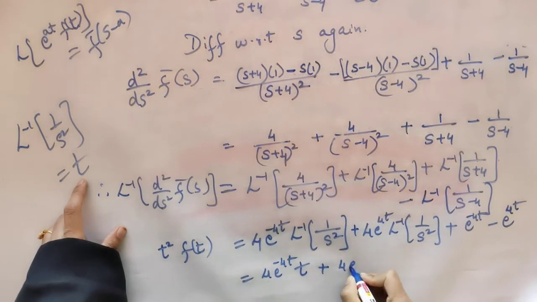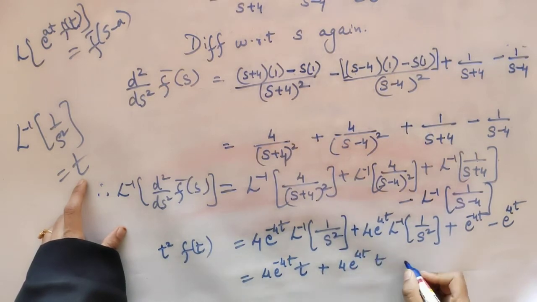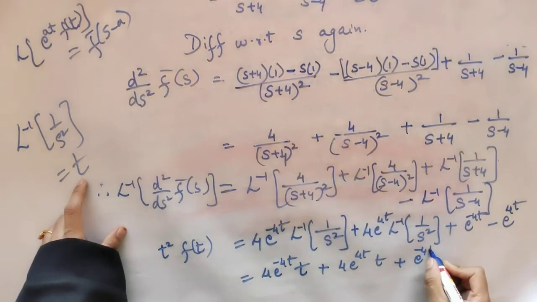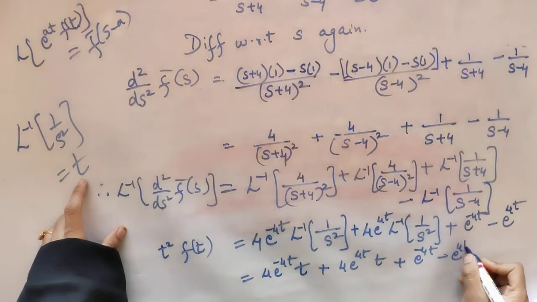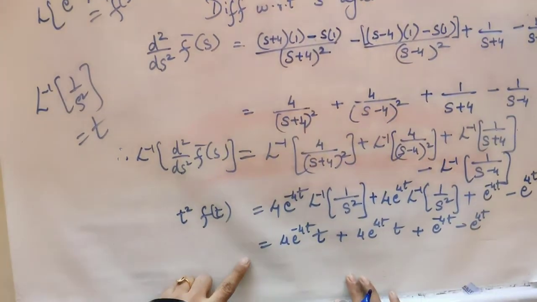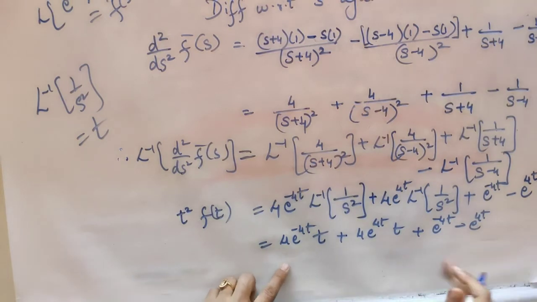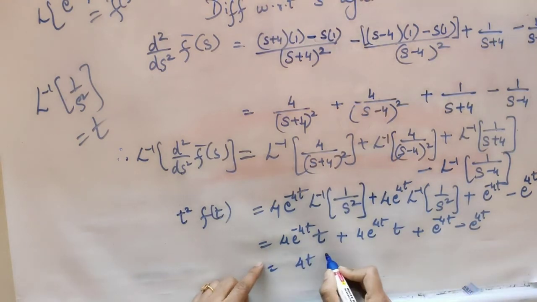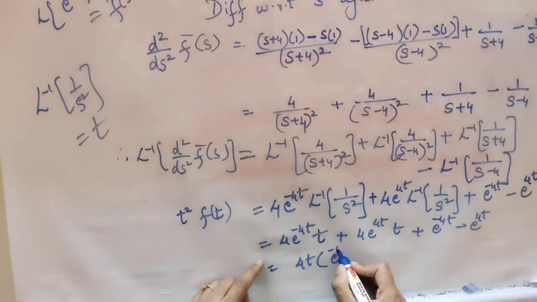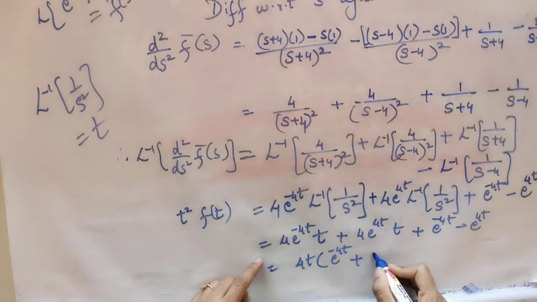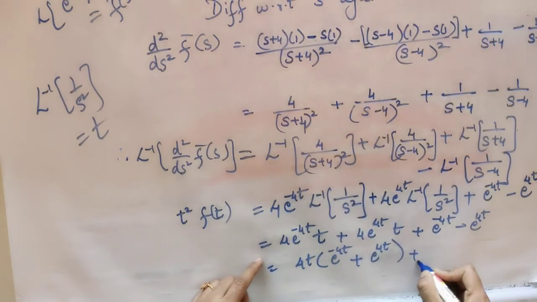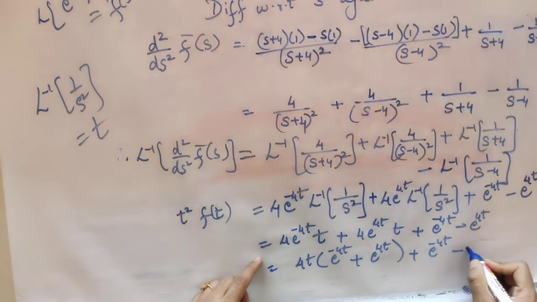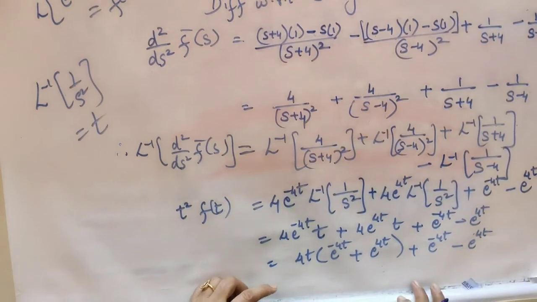Plus 4 into e to the power 4t into t plus e to the power minus 4t minus e to the power plus 4t. Something like this. Okay. Now further you can take 4 common: e to the power minus 4t plus e to the power 4t plus e to the power minus 4t minus e to the power minus 4t. Sorry, plus 4t. You will have this way.